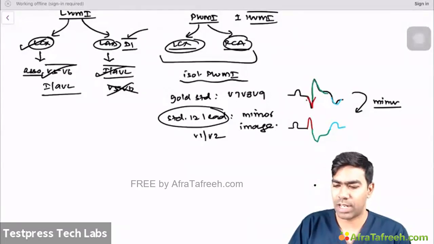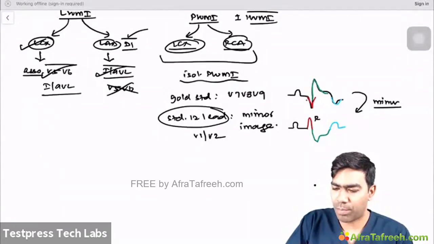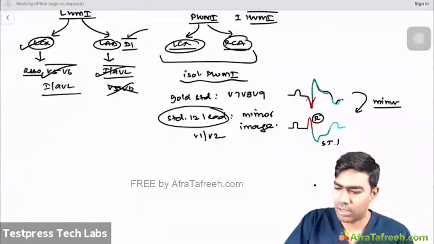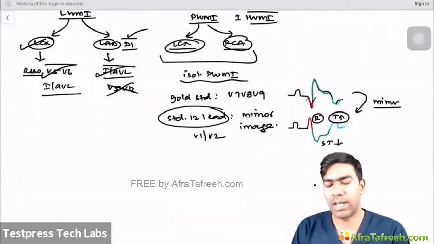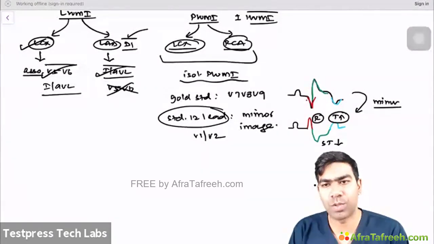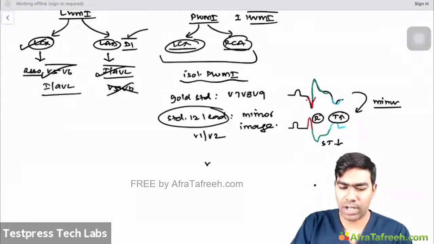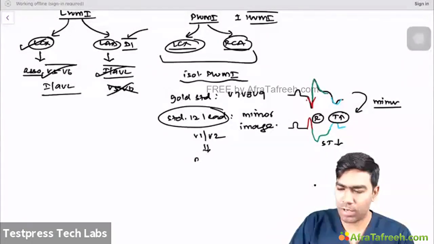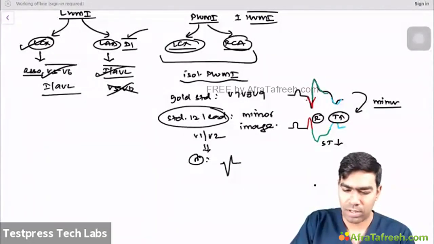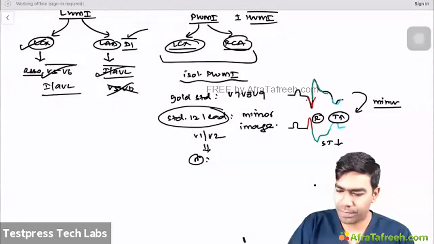Which means in V1, V2, if you see a prominent R wave with ST depression and an upright T wave, it is almost certain in a patient with chest pain that it is suggestive of a posterior MI. So what is the gold standard? In V1, V2, generally normal, you will see something like this only. Normally you will see something like this in V1 and V2. Let me come back to that.